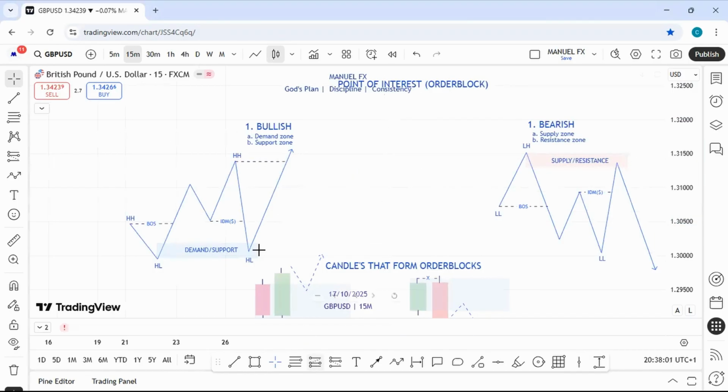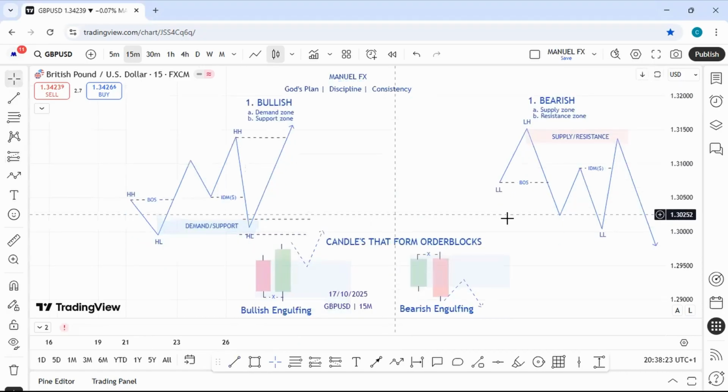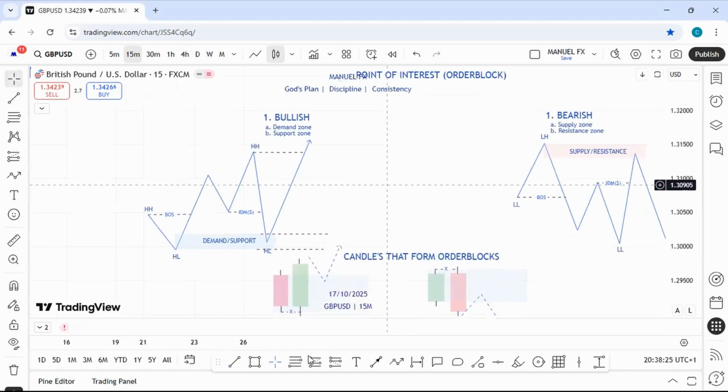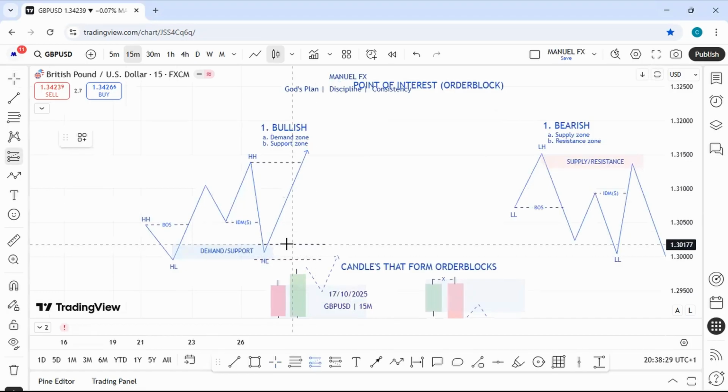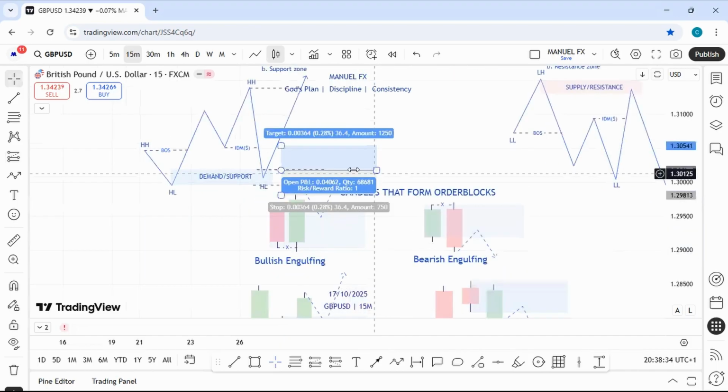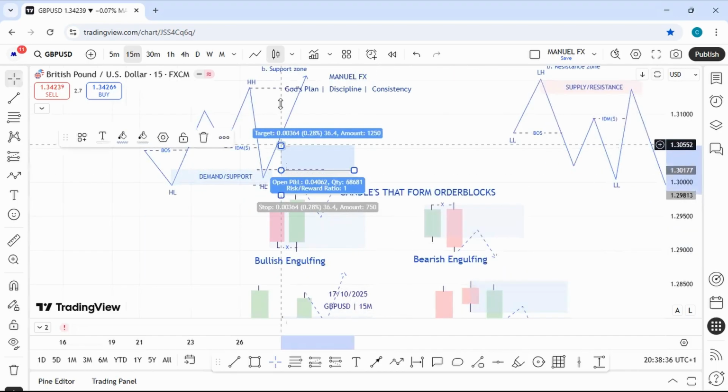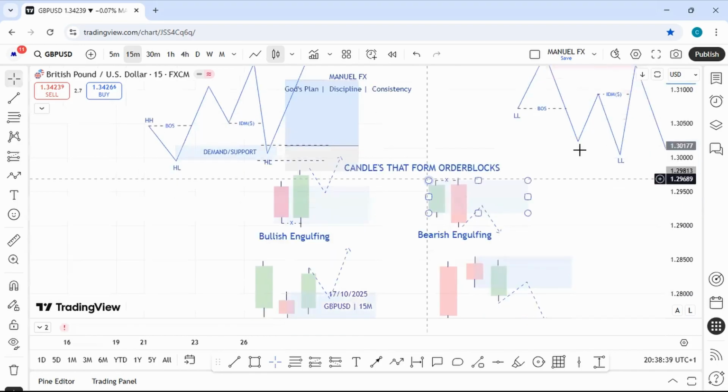So now what we do is we place our buy position directly above the POI. This is the topmost part of the POI, and this is the lowest part of the POI. As you can see, we take our buy position and place it directly on top of the buy POI. And then our SL, let me move this candle.